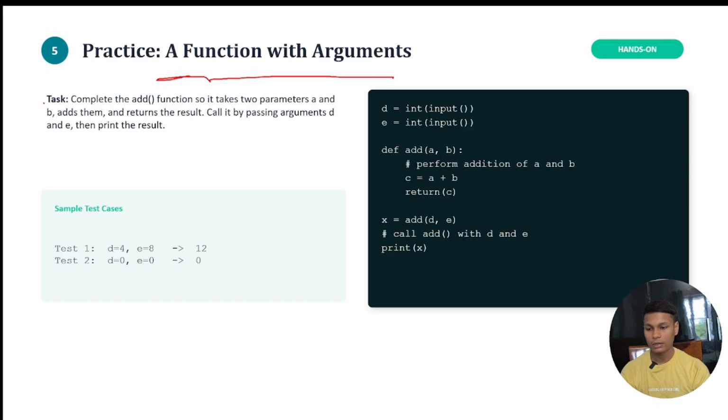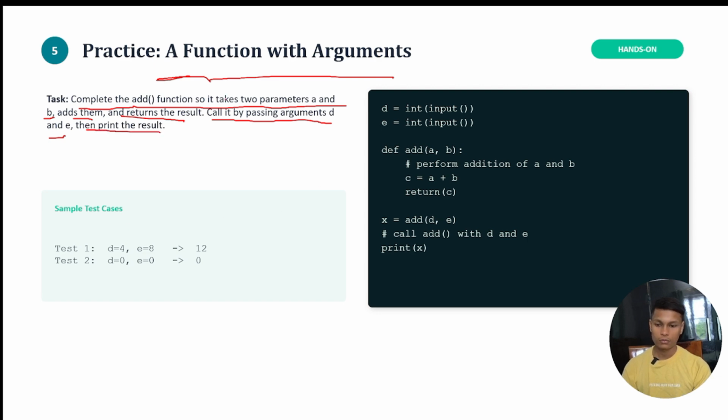Here you can see that task 2 is to complete the add function. It takes two parameters, a and b. We are going to create a function which takes two parameters a and b and adds them, performing addition between these two parameters, and return the result, not print it. Then call it by passing arguments d and e, and after that print the result.